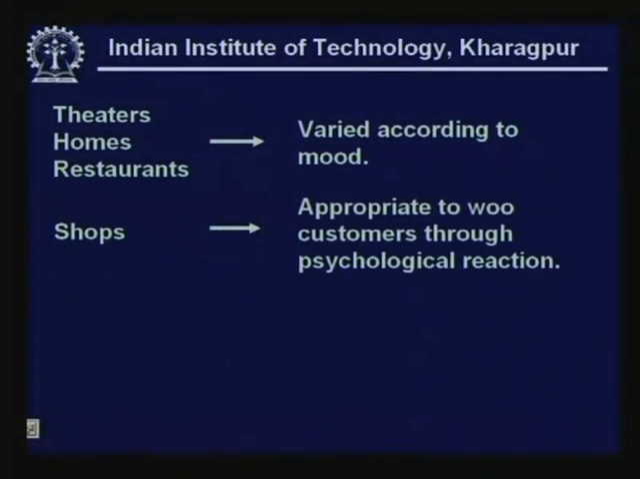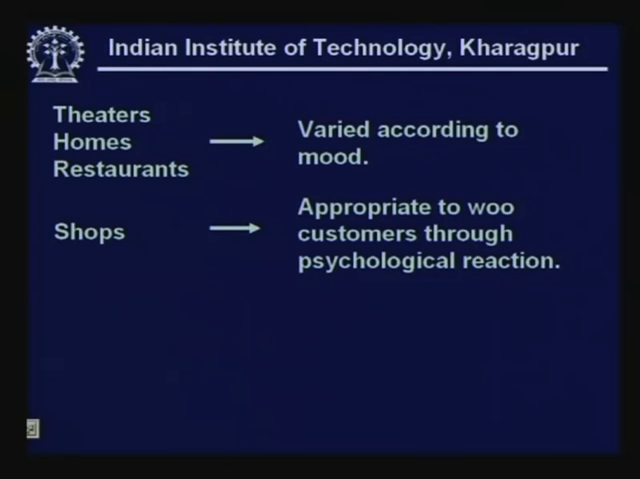Otherwise, you could have discharge lamps with different elements, low wattage elements and high wattage elements. Depending on the mood, you could choose. Restaurants is again a place where, depending on the mood, the light levels can be adjusted.